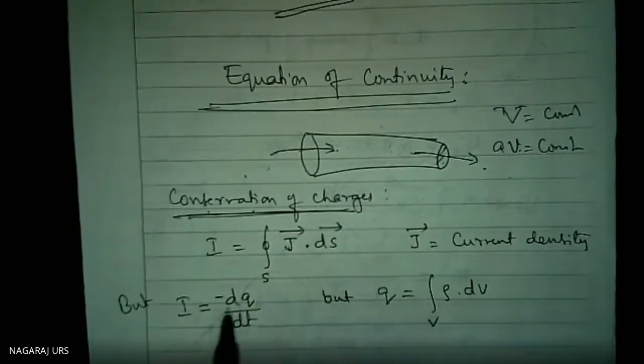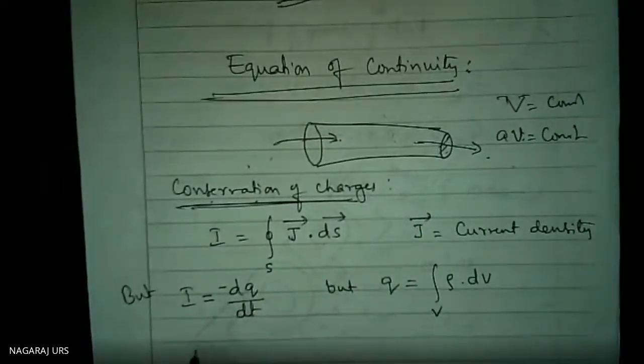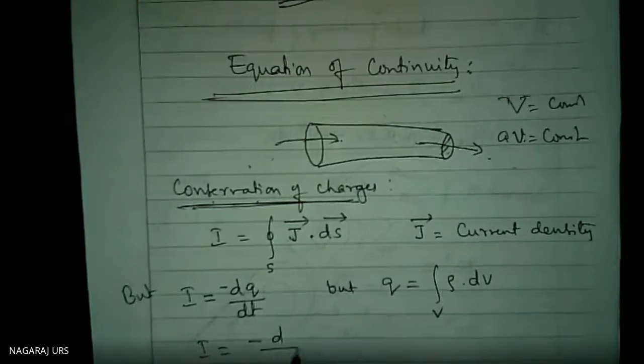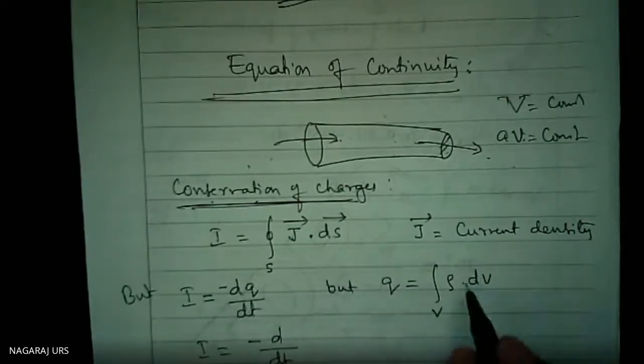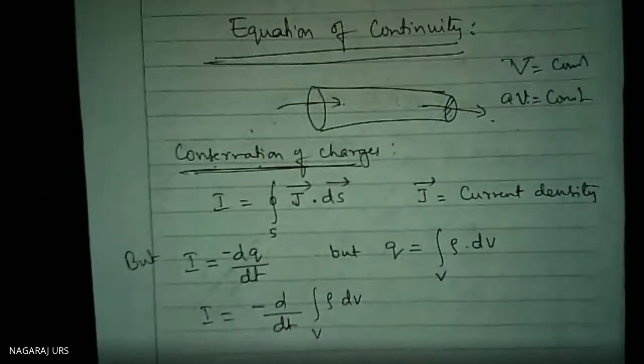I will substitute this value here. Therefore, I is equal to minus dq by dt, that is minus d by dt of the Q value, which is the integration of rho into dV. Clear? Follow this. I is equal to this much.